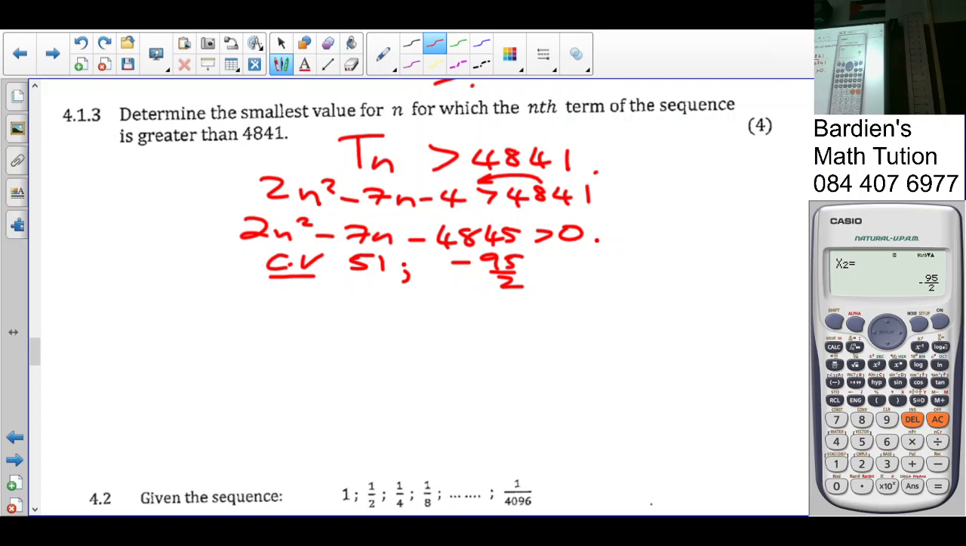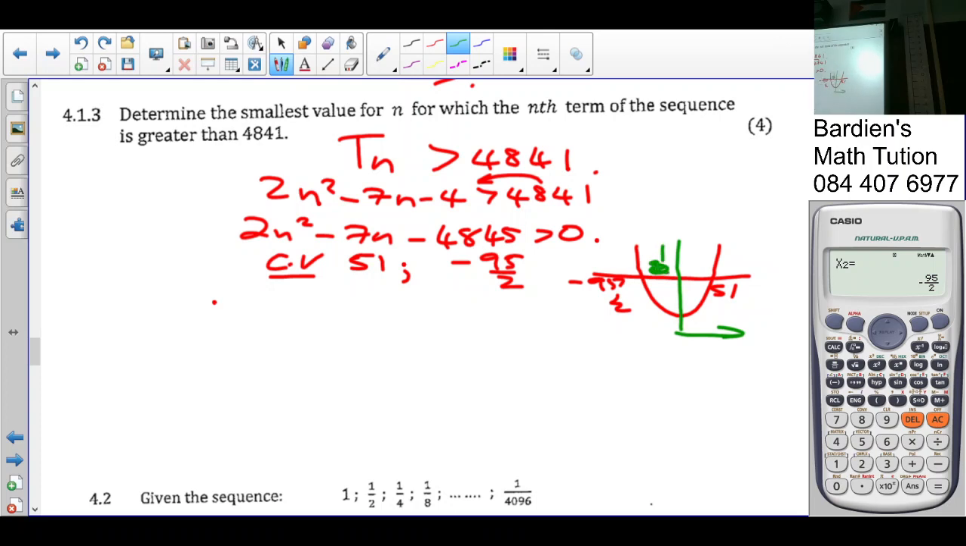Okay. So if you plot this on your graph, negative 95 over 2 and 51 is there. Firstly, could n be negative? No, because what does n represent? A term number. And your term position can't be negative. Can it be a fraction? No, it has to be an element of the natural numbers. So in other words, I'm only looking at the positive part of the graph, from 0 onwards, or 1 onwards. Okay?